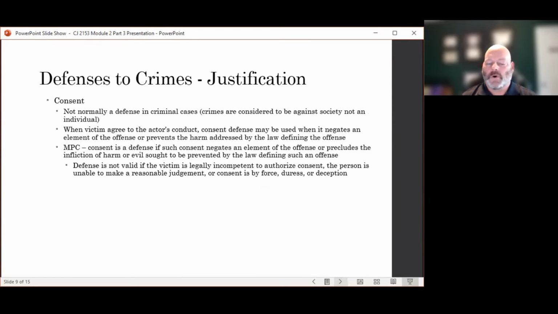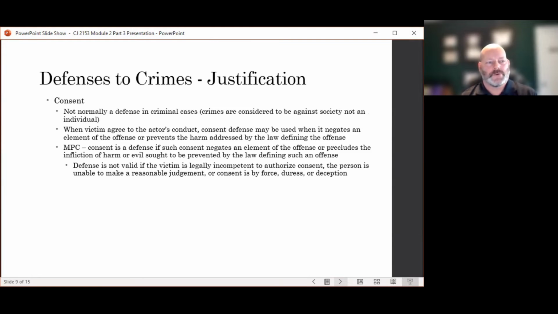Consent is not normally a defense in criminal cases because crimes are considered, remember, to be against society and not an individual. When victims agree to the actor's conduct, the consent defense may not be used when it negates an element of the offense or prevents the harm addressed by the law defining the offense.